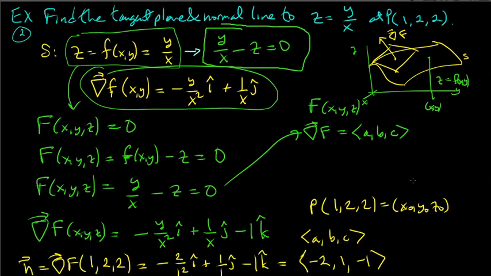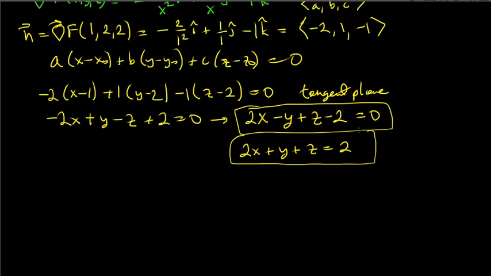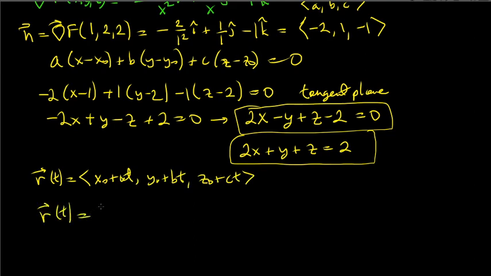Right. Oh, don't forget about the normal line. I almost forgot the normal line here. Yeah, actually the book didn't ask for that, but that's almost as easy, right? So I'm going to write it as a vector valued function this time, right? So that's just x0 plus at, and then y0 plus bt for the second component, and then the third component is z0 plus ct.